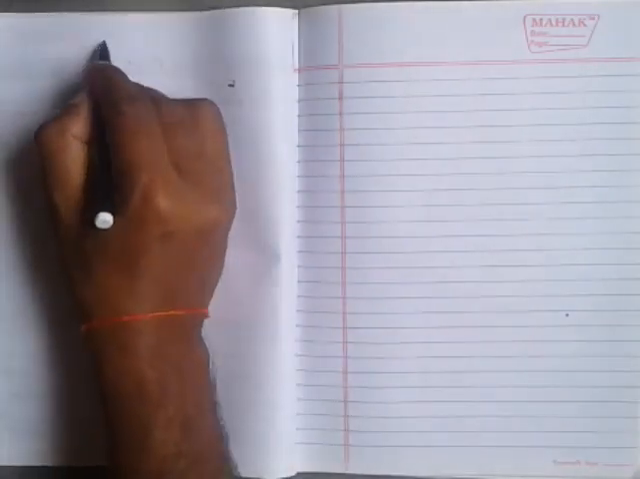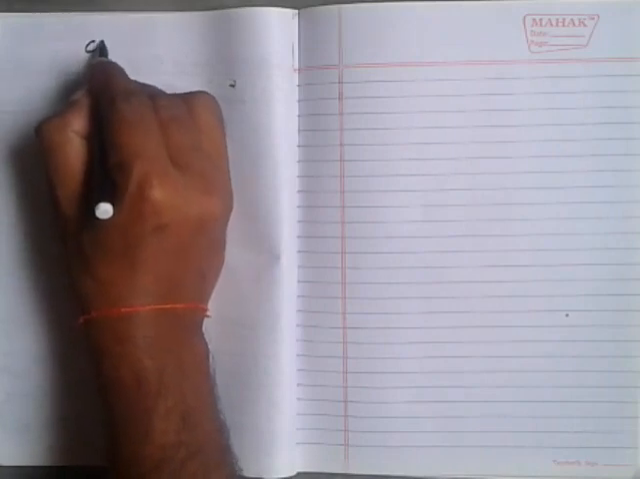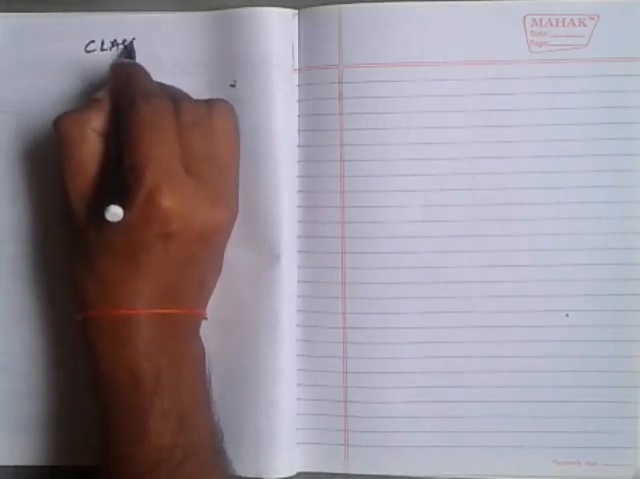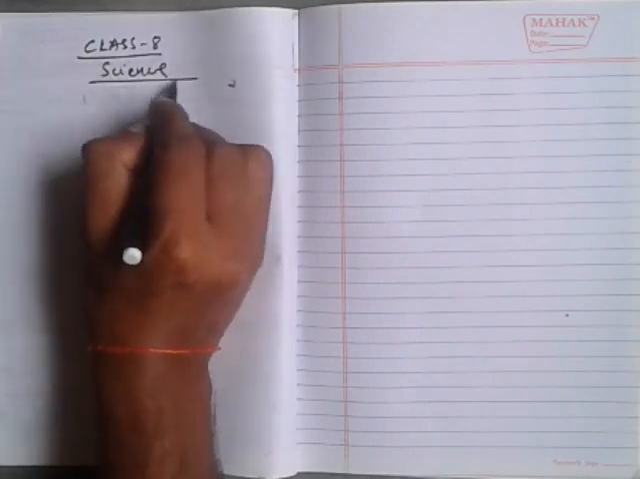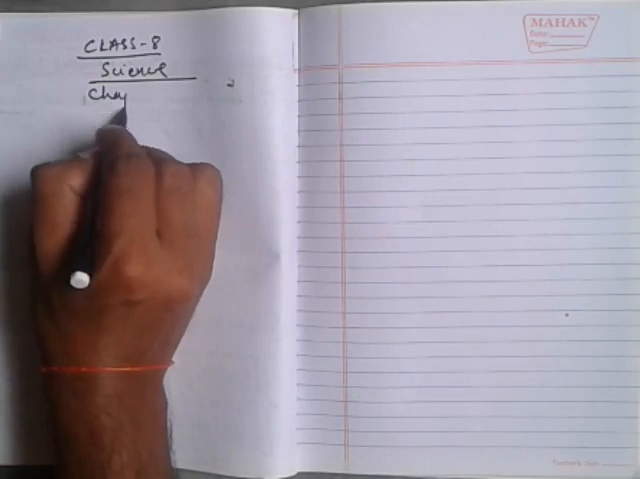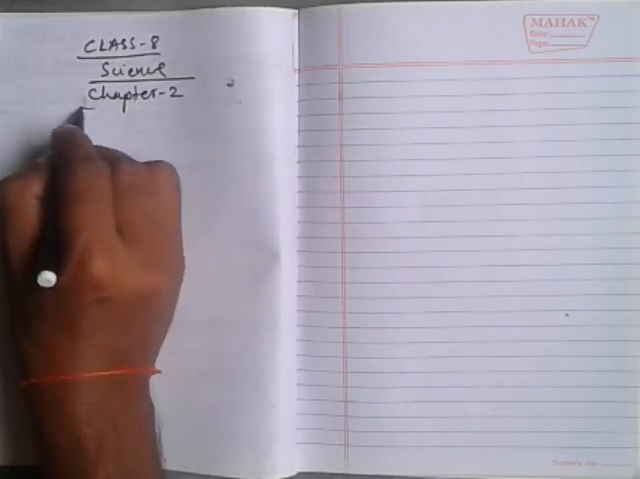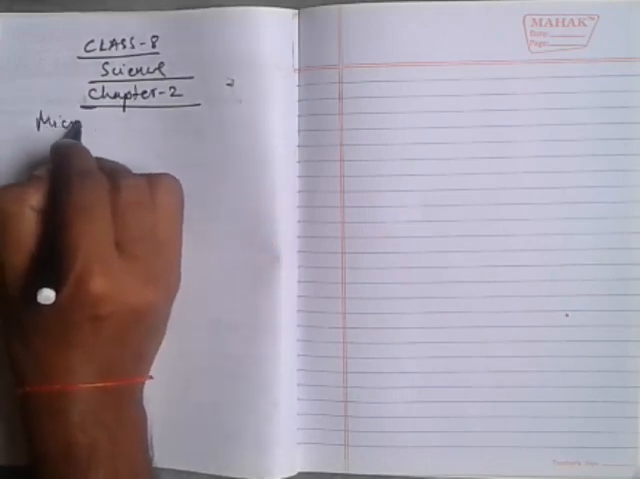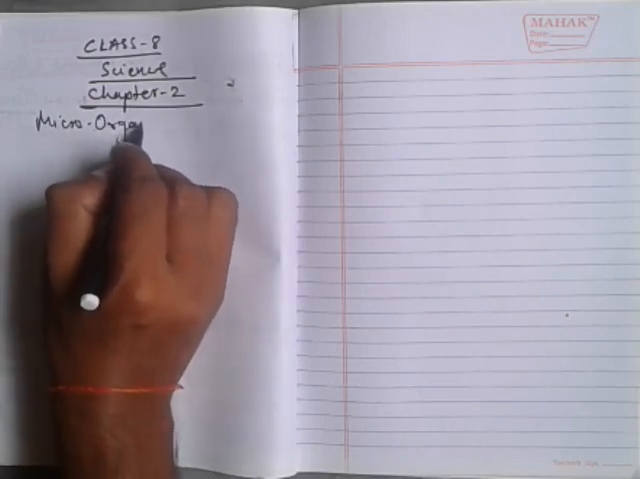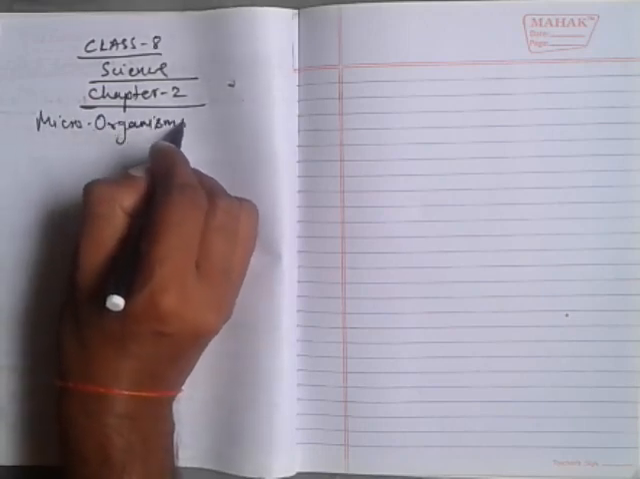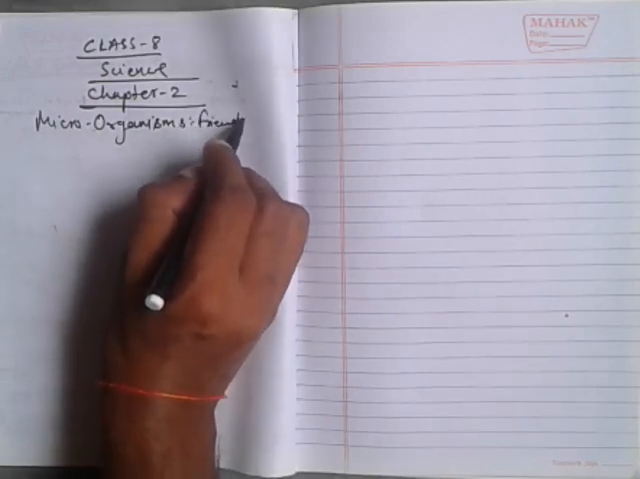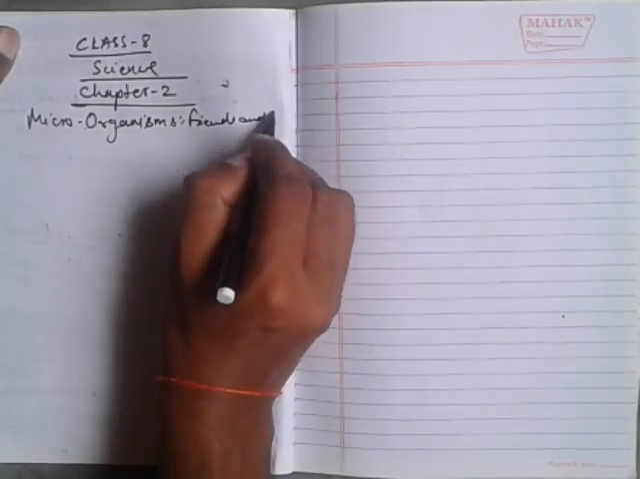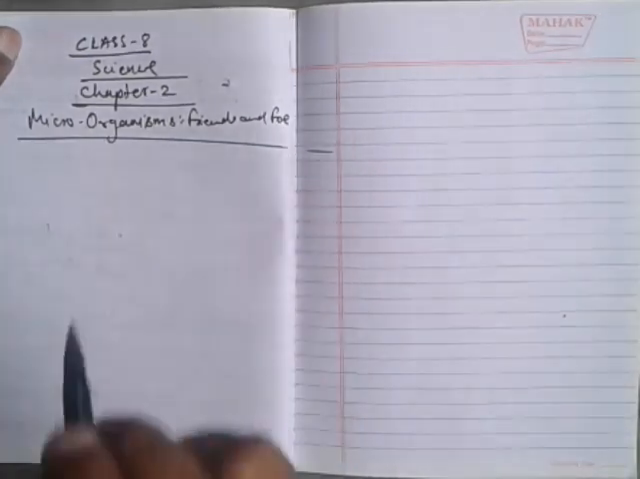Today I am teaching you class 8 science, chapter 2nd, which is Microorganisms: Friend and Foe, the chapter name.